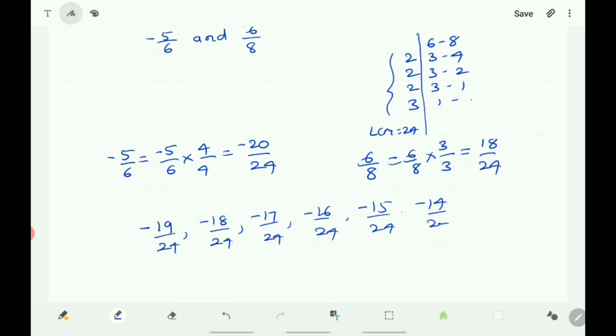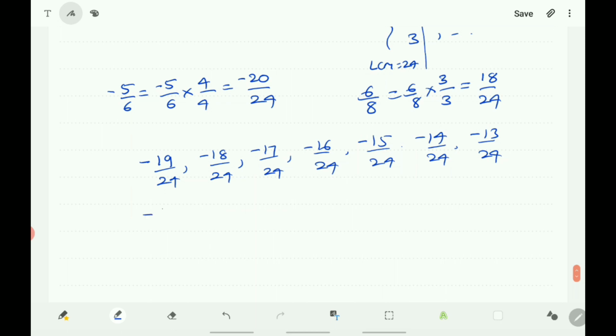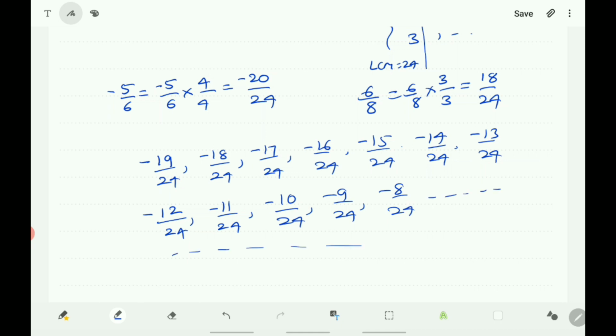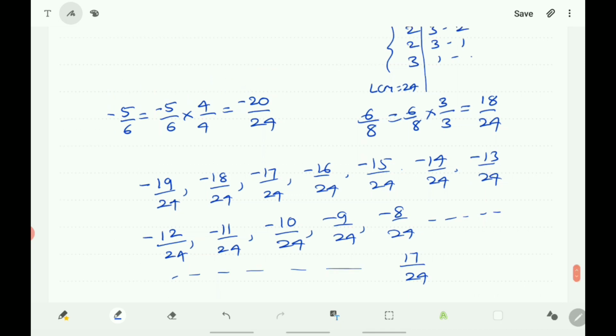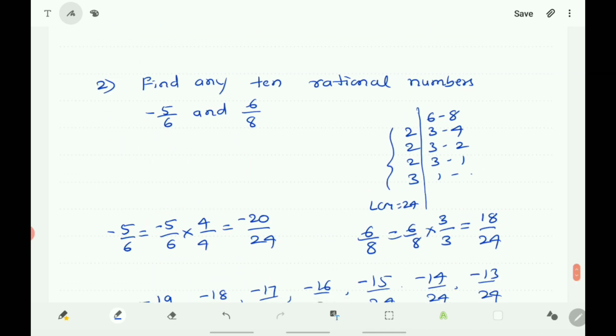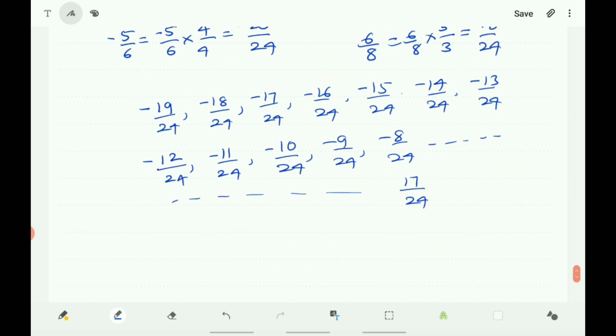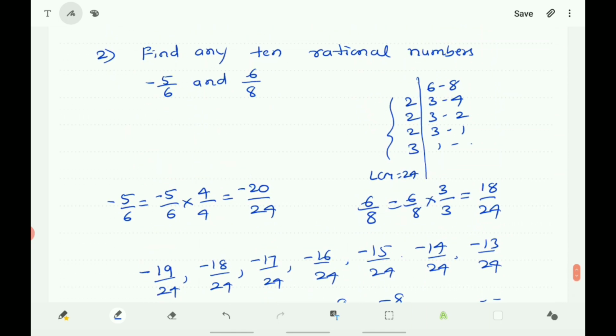minus 14 by 24, minus 13 by 24, minus 12 by 24, minus 11 by 24, minus 10 by 24, minus 9 by 24, minus 8 by 24, like this way up to 17 by 24 you can write. And here you need only 10 rational numbers, therefore you select any 10 out of these.